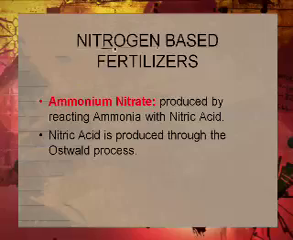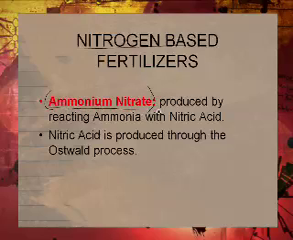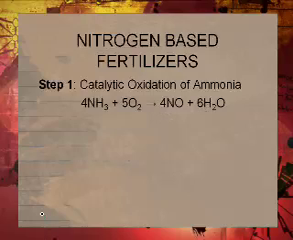Let's still look at nitrogen-based fertilizers, and one other nitrogen-based fertilizer is ammonium nitrate. This is produced by reacting ammonia with nitric acid. And nitric acid is produced through a process called the Ostwald process. And here is how the process unfolds.